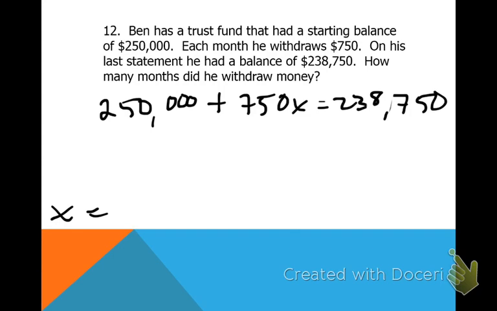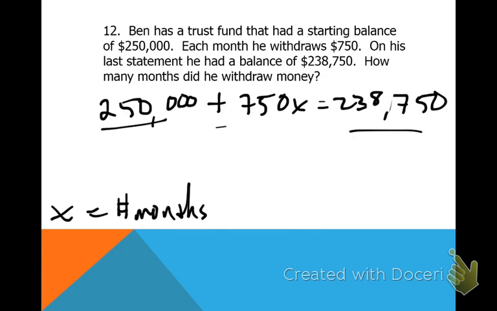When he withdraws each month. Right. So when we solve for X, what's that going to tell us? No, it's the number of months that he's withdrawn the money. It says how many months did he withdraw money? That's sort of your clue on how you want to define your variable. Now, next thing I want to know is if you start at 250,000 and you add stuff to it, how will you get to 238,750?